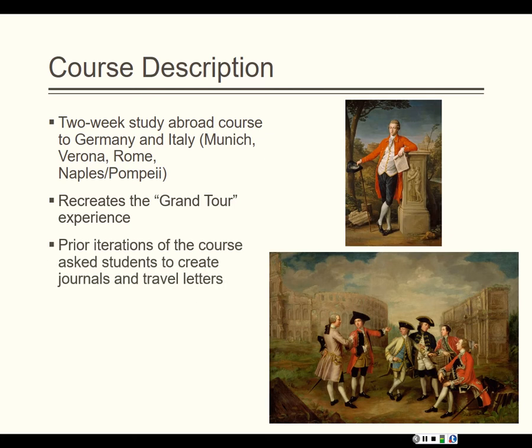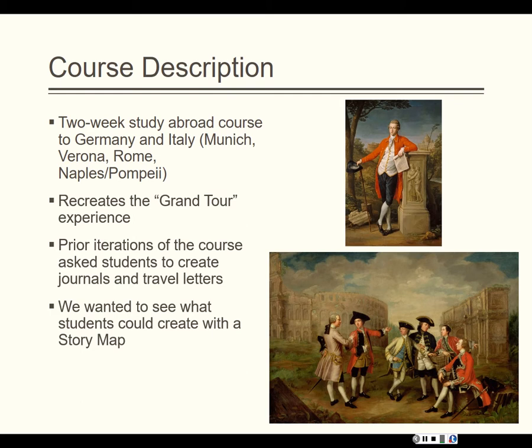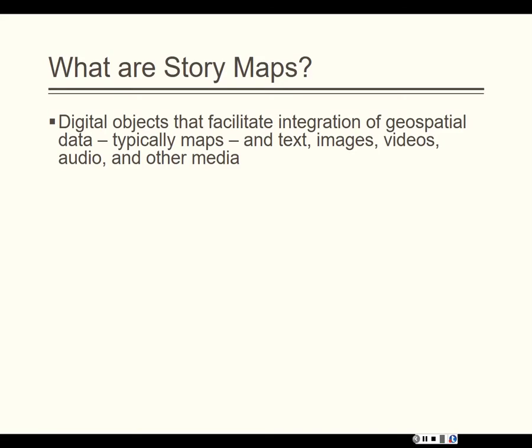So prior iterations of this course typically asked students to create what you might expect: writings, journals, letters, travel letters, the more traditional things that you might expect to come out of this. But I approached him and said, look, there are these things called story maps, and I'll tell you what story maps are. And what would it be like if we gave your students the opportunity to just take these and run with it? Maybe not as the only deliverable from the class, but just as a deliverable, and let's just see what will happen. So he was brave enough and maybe crazy enough to sign on and agree to do this. He said, sure. I love it when faculty are willing to partner with us like this.